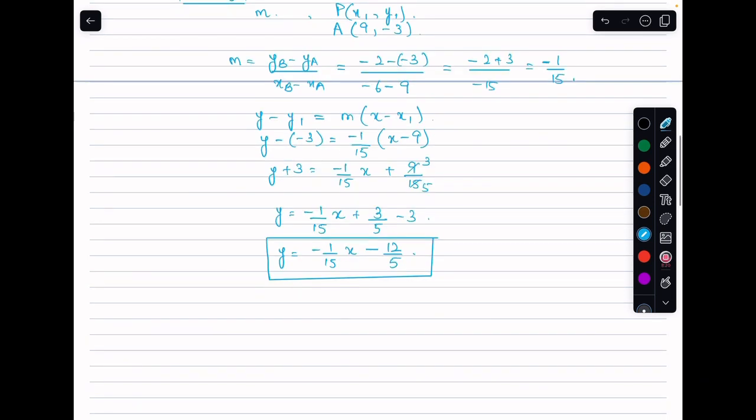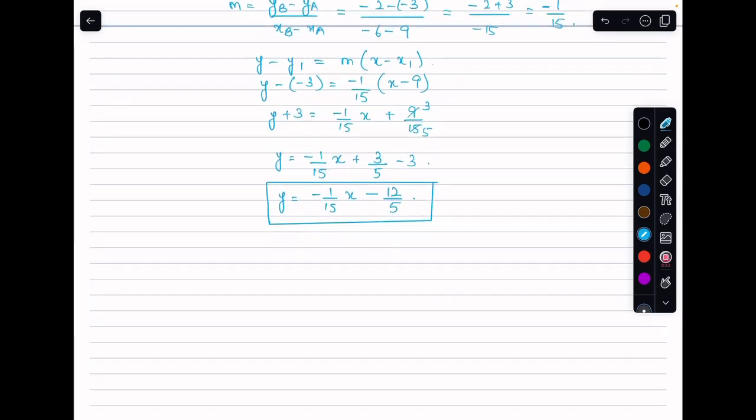And for the same equation, we could have represented it as y equals, if I take the LCM, minus x by 15 minus 12 into 3 divided by 5 times 3, giving me 15 as denominator. Or I could have said it's 15y equals negative x negative 36. Or I could have said it's 15y plus x plus 36 equals 0. So this is another form of the equation, 15y plus x plus 36.